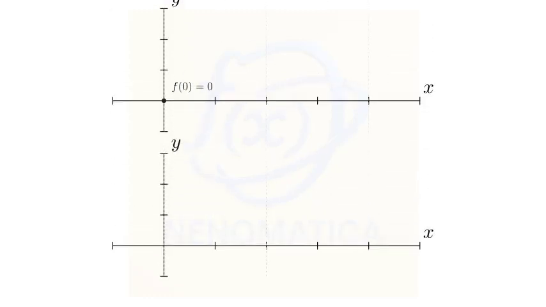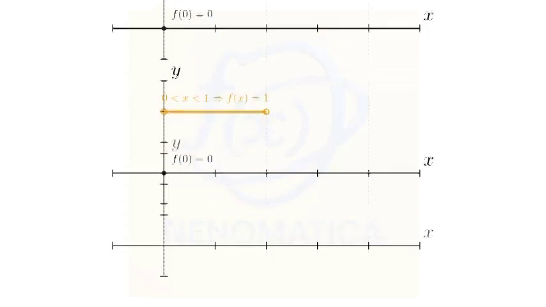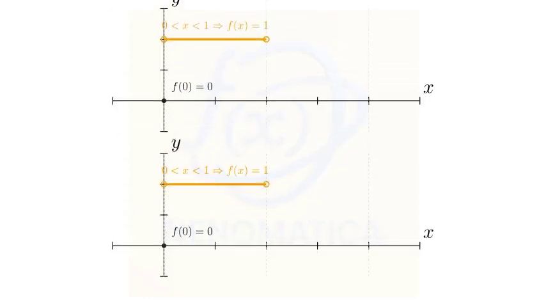For 0 less than x less than 1, the ceiling equals 1 and the floor equals 0, so f of x equals 1. We draw a horizontal segment at y equals 1 from 0 to 1, with open circles at the ends because the value at the integers themselves is 0, not 1. At x equals 1, 1 is an integer, so the ceiling equals 1 and the floor equals 1, and f of 1 equals 0. We place a filled dot at 1, 0.